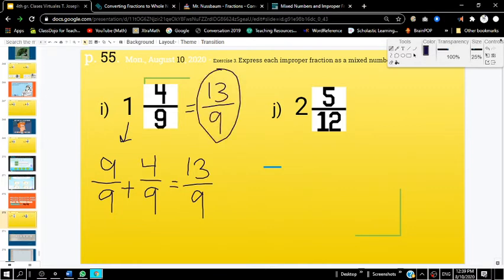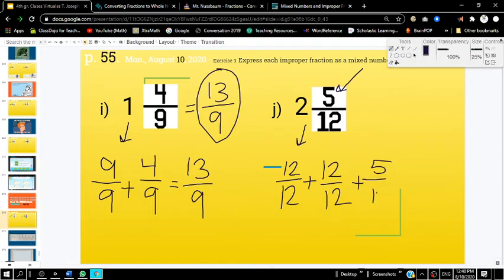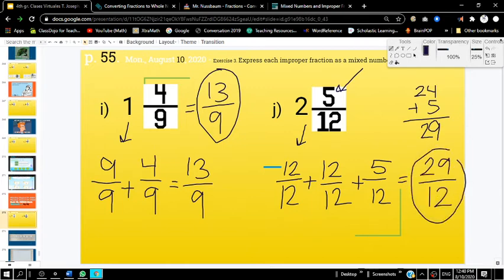Last problem, 2 5/12. Well, since I'm working with 12ths, I'm going to change 2 right away to 12/12 plus 12/12. Not forgetting to add my second fraction, 5/12. I just go straight across, 12 plus 12 plus 5. Well, you know, 12 plus 12 is 24, plus 5 is 29. So our answer should be 29/12, which again is the same as 2 5/12.